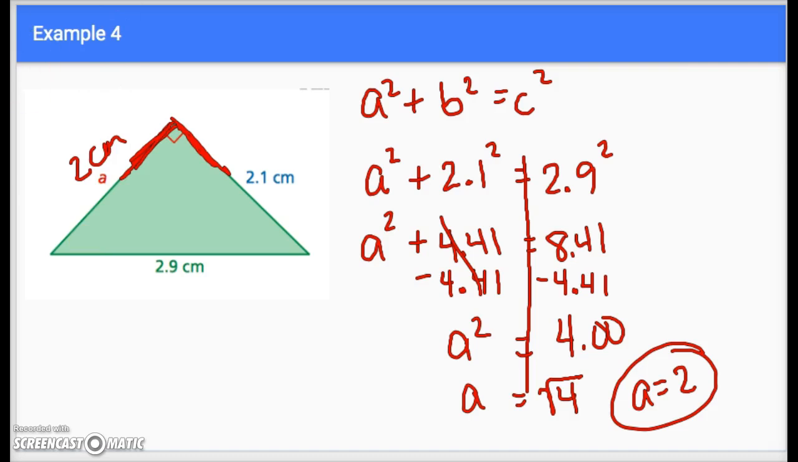So the main thing you've really got to pay attention to is what side you're trying to find. If you're trying to find a leg, or if you're trying to find a hypotenuse. You'll still set it up the exact same way. You just may have to solve it a little bit differently.